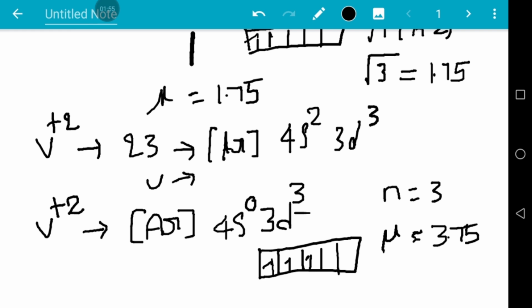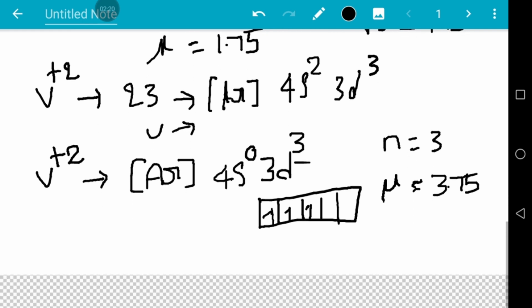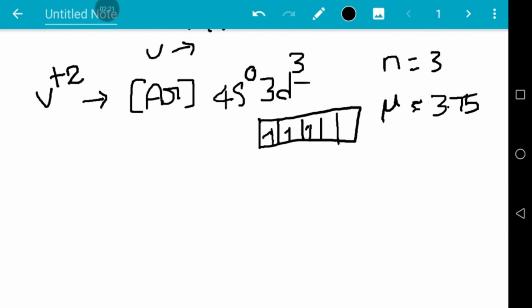Here, n equal to 1 means 1 unpaired electron, and the mu value can be written directly as 1.75. There is no need to substitute in the formula. It is a direct shortcut method: n equal to 1, mu is 1.75; n equal to 2, mu is nearly 2.75; n equal to 3, mu is 3.75. So the vanadium plus 2 value is 3.75.